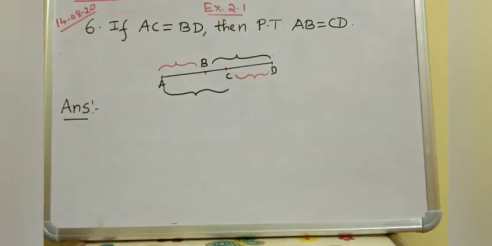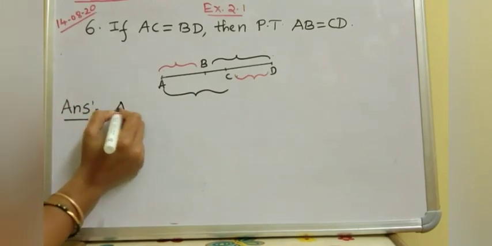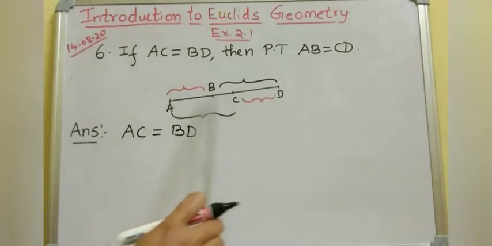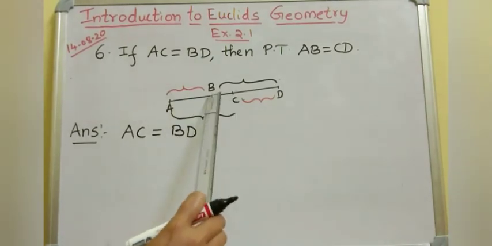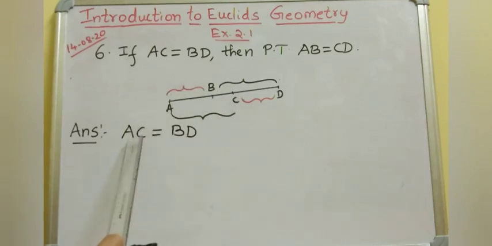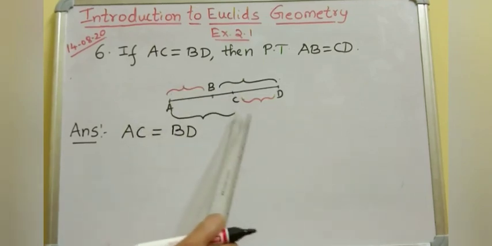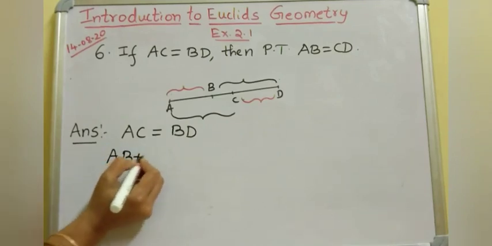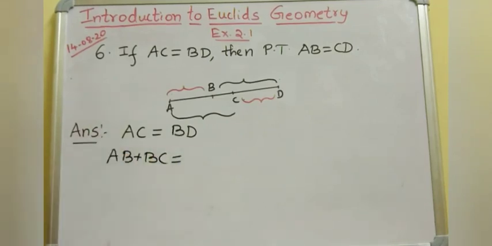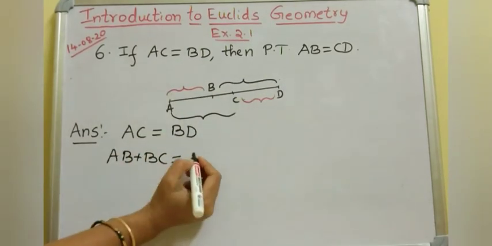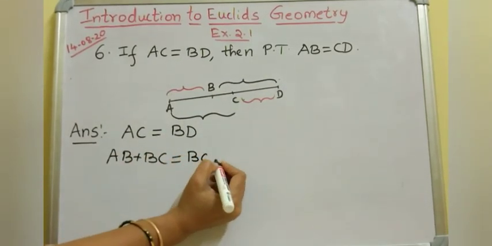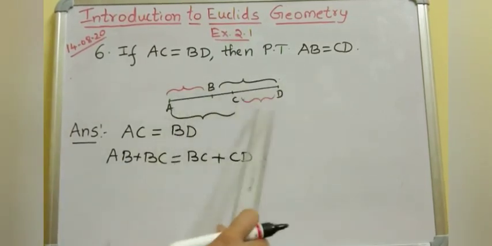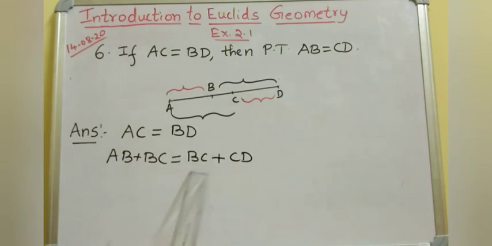Let us see. Now I am writing here AC is equal to BD. Now how can we write AC? AB plus BC, is it equal to AC? Similarly BD, I can write it as BC plus CD. Is it right? Yes, no? Now I am using here Euclid's axiom.